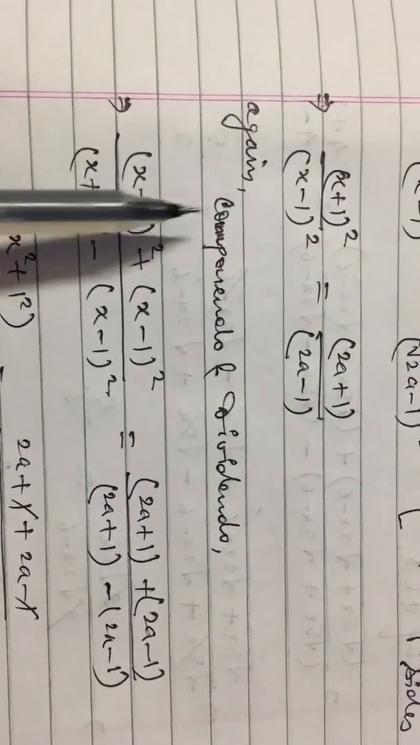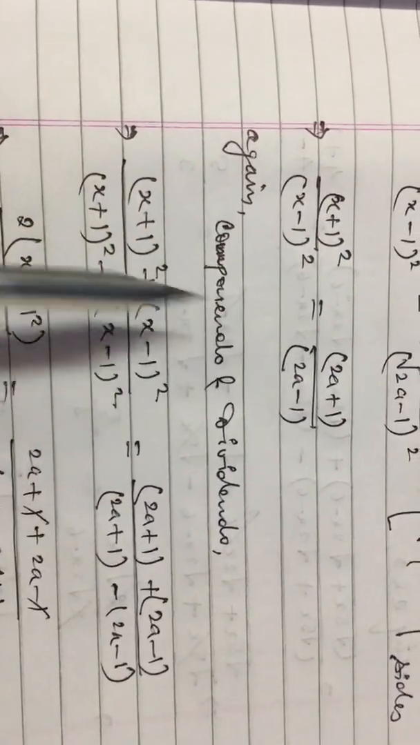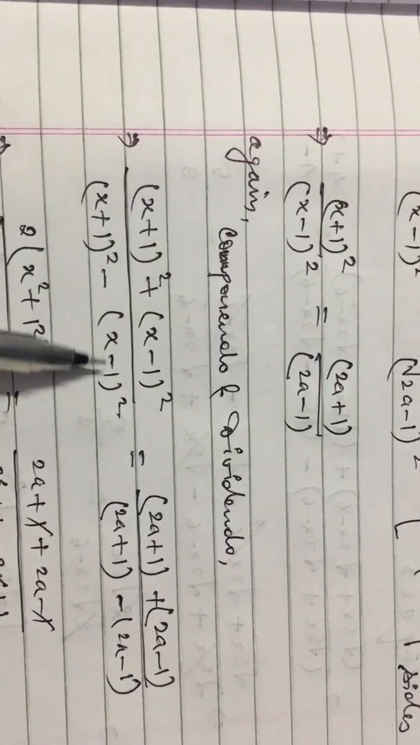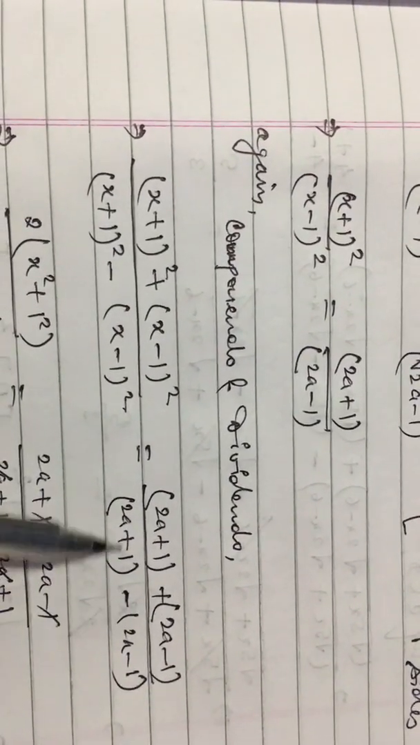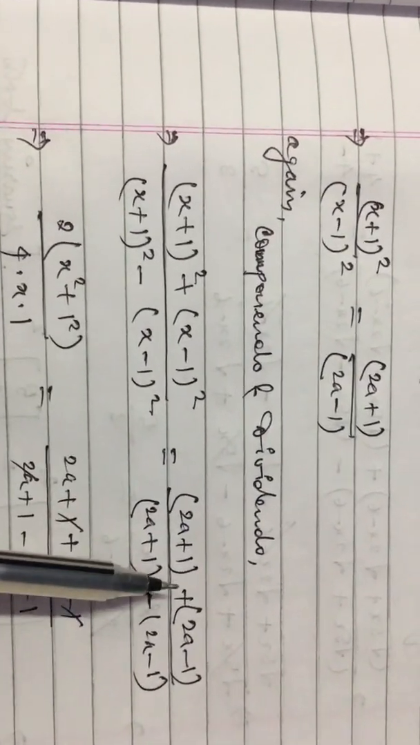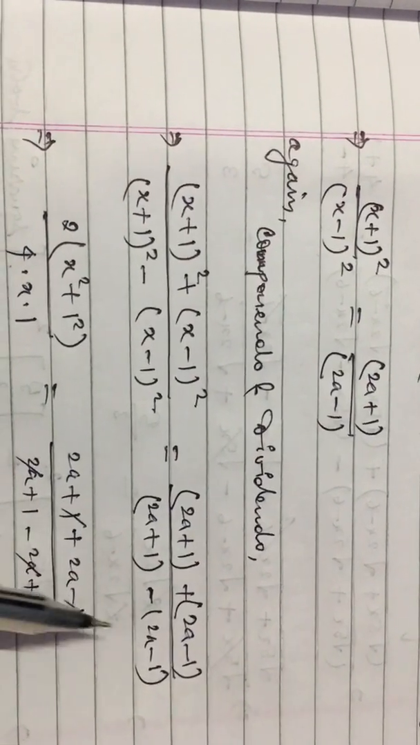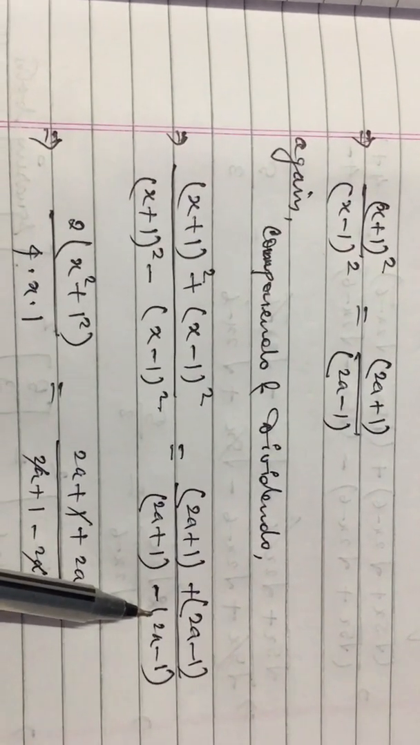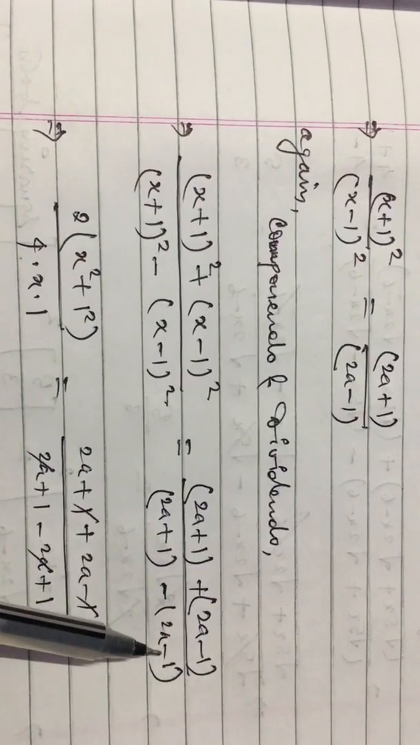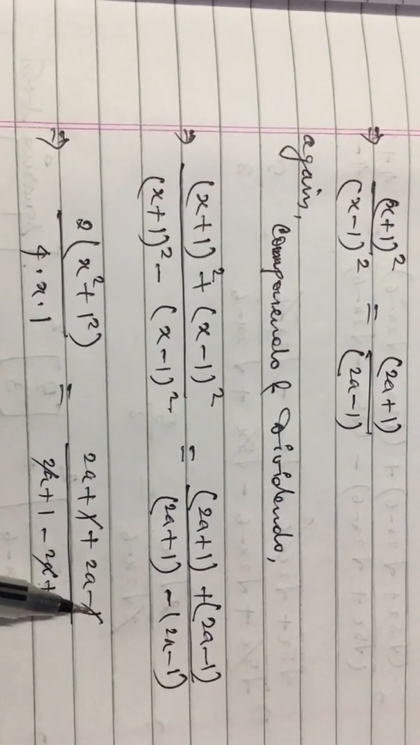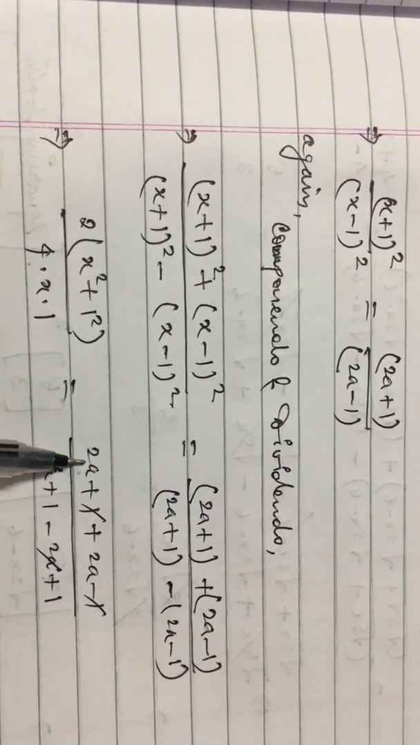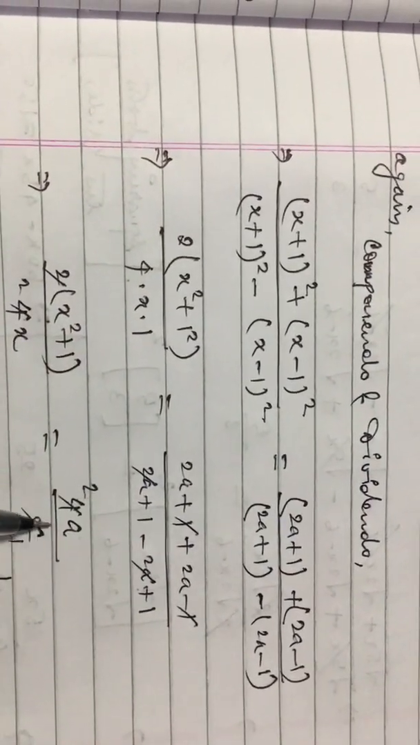It is a and it is b. It is c and it is d. So a plus b and a minus b, c plus d and c minus d. So here no changes, but here the sign will be reversed. Positive becomes negative and negative becomes positive. So 1 1 cancel and 2a 2a cancel. So 2a 2a, that is 4a, and 1 plus 1, that is 2.